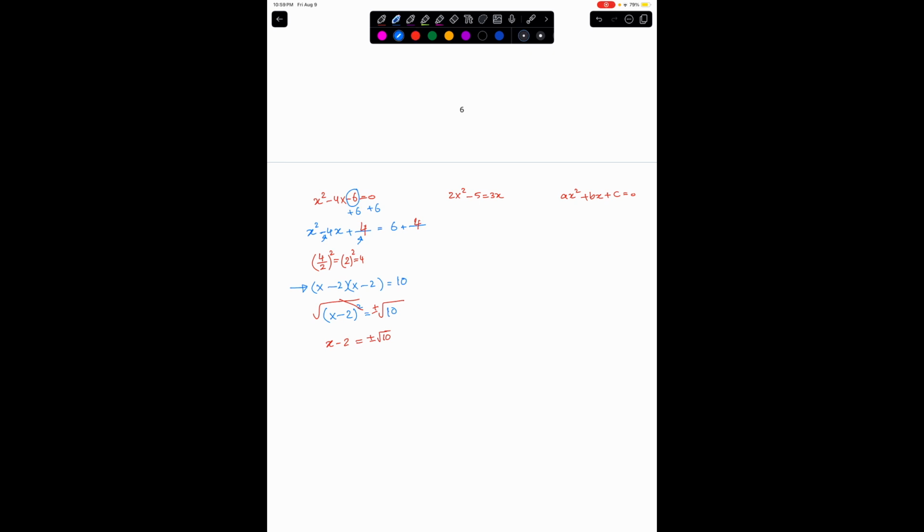So now the last step is to add the 2 to both sides of the equation, which means we have the solution as x equals, I will be fancy, write the 2 first, positive or negative square root of 10, which can be split into x equals 2 plus square root of 10, and x equals 2 minus square root of 10.